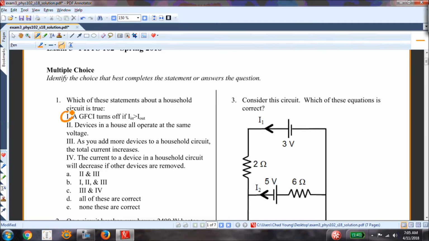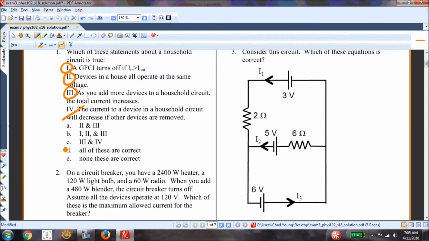Devices in a house operate all at the same voltage. That's true. As you add more devices, the total current increases because they're in parallel. As you add resistors, the total current does increase. And the current to a device in a household circuit will decrease if other devices are removed. That would be true if they were in series. Actually, the current would increase if other devices are removed in series, but a household is laid out in parallel. So only 1, 2, and 3 are correct.